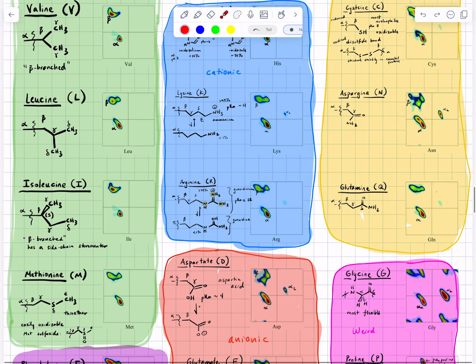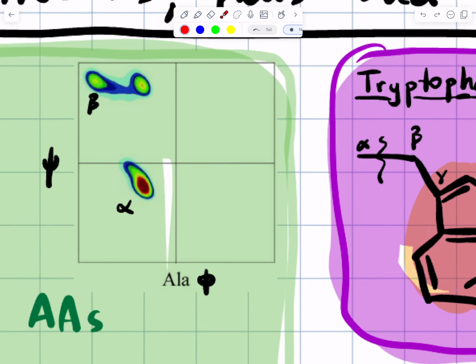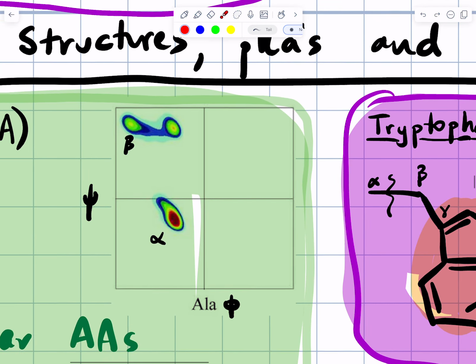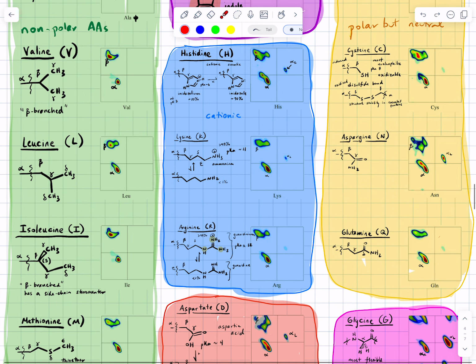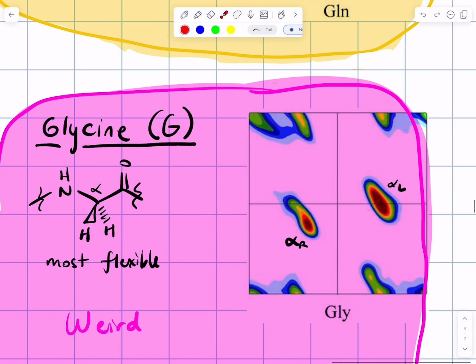I'm just zooming out a little bit so you can look up at alanine. Notice that for alanine, for the positive values for phi, there was nothing going on there. But for glycine, suddenly it's fine to have positive values for phi. What do you suppose is going on there? Why would glycine be different from alanine?